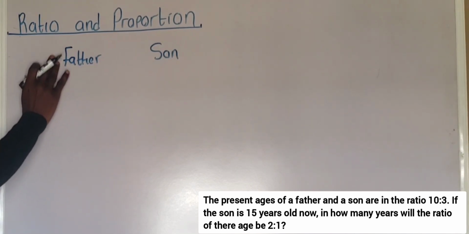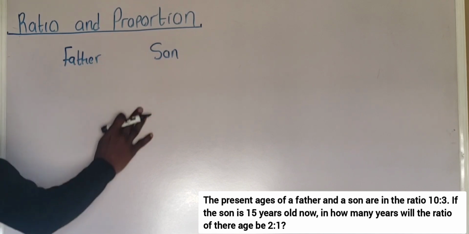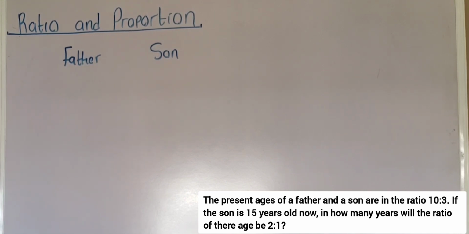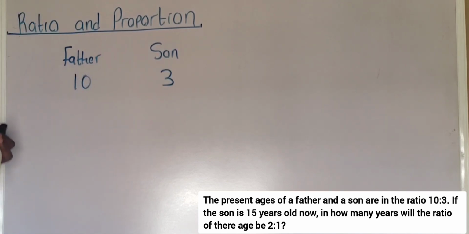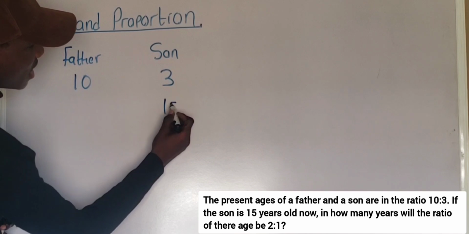Now, let's have the information related to the father in this place and the information related to the son here, okay? Now, the ratio is what? 10:3. That is, when the father is 10 years, the son is 3 years. Do you understand? So, the father is 10, the son is 3. Now, the question says, if the son is 15 years old now, the present age of the son is 15 years old now. So, I'm going to have 15 here.